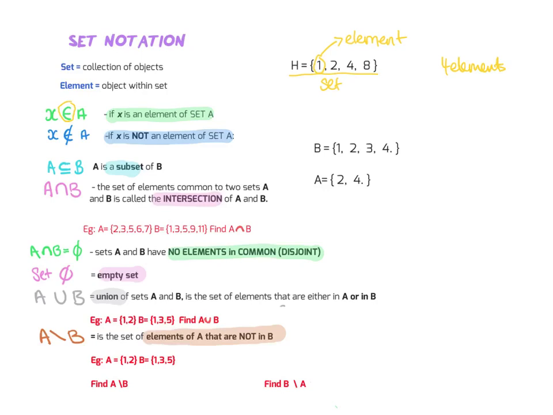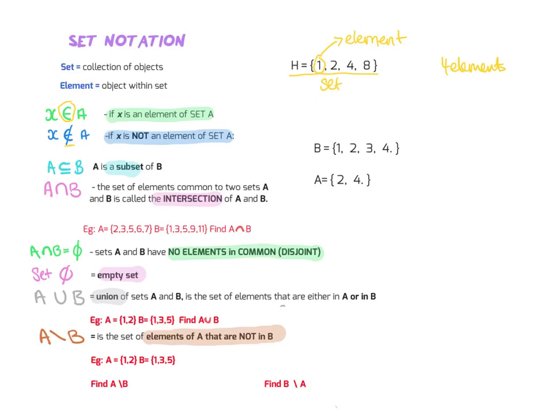Now, if we see this symbol here, that means subset. So A is a subset of B. If we look over here, the set B has 1, 2, 3, and 4. Now you can see that A has 2 and 4. Because 2 and 4 are part of B, A is a subset of B.